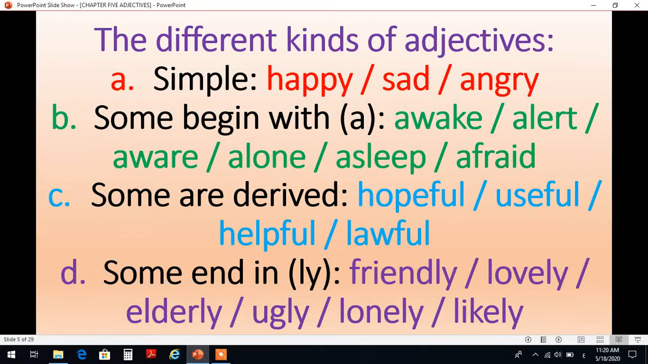النوع الثالث some are derived تكون مشتقة. مثلا hopeful, useful, helpful, lawful. These are called derived adjectives. النوع الآخر ending in ly تنتهي ب ly. Friendly, lovely, elderly, ugly, lonely, likely. All these are adjectives ending in ly.